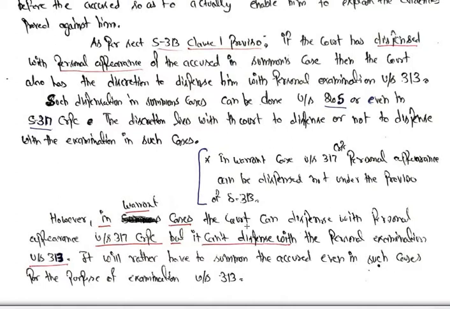So write down, however in warrant cases the court can dispense with the personal appearance under section 317 of CRPC, but it cannot dispense with the personal examination under section 313. It will rather have to summon the accused even in such cases for the purpose of examination under section 313.